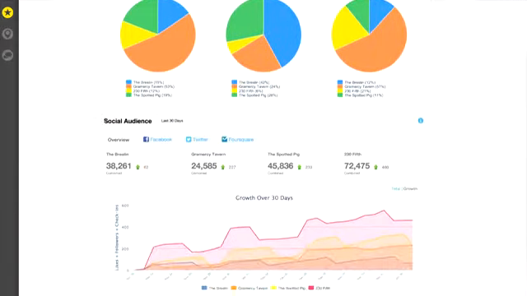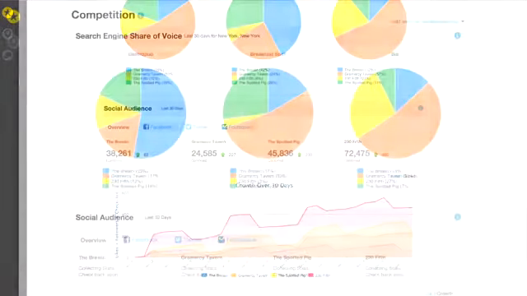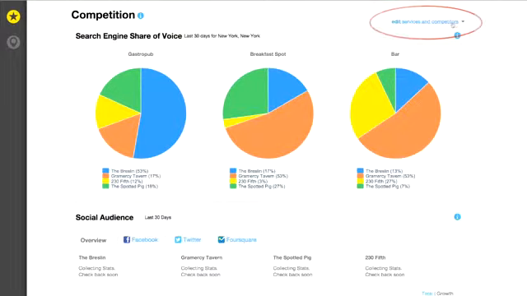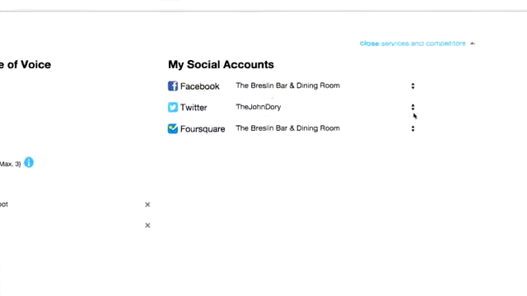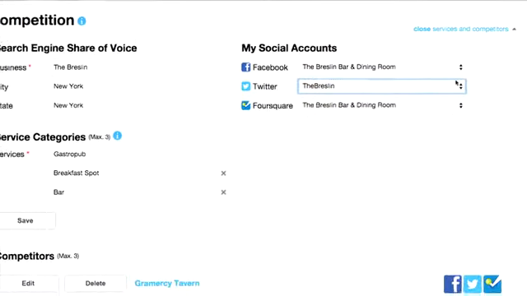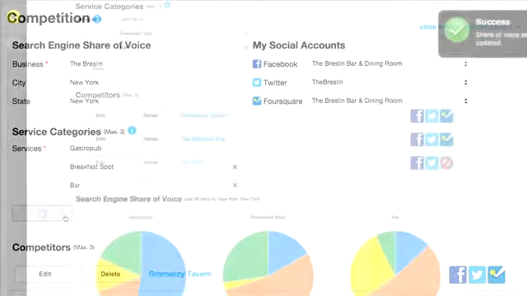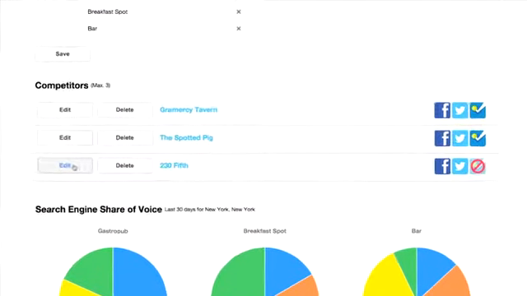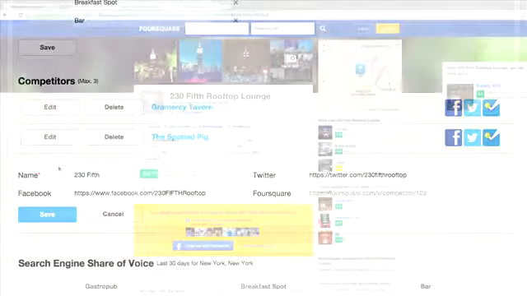Next, with Social Audience, you can compare your performance across social media sites to the activity of your competitors. To set up Social Audience, you must first go back to Edit Services and Competitors. Under My Social Accounts, you will see any social sites that were found in the Listings tab. Select the profiles you would like to monitor. Then, under Competitors, manually enter the URL for each of your competitors' social media accounts.